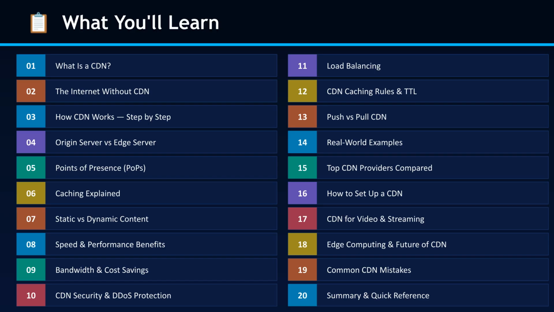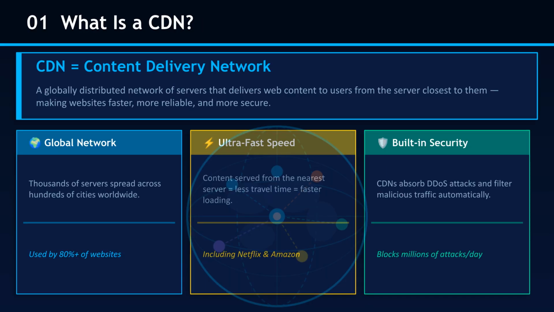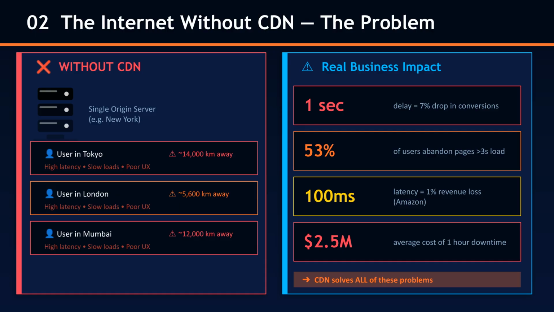We will start with the basics, like what is a CDN, and gradually move to advanced concepts like load balancing, edge computing, and dealing with common CDN mistakes. A CDN is a globally distributed network of servers delivering web content to users from the server closest to them. This provides three main advantages: a massive global network, ultra-fast speed by reducing data travel time, and built-in security to absorb massive DDoS attacks. Without a CDN, every user request hits a single origin server, regardless of the user's location.